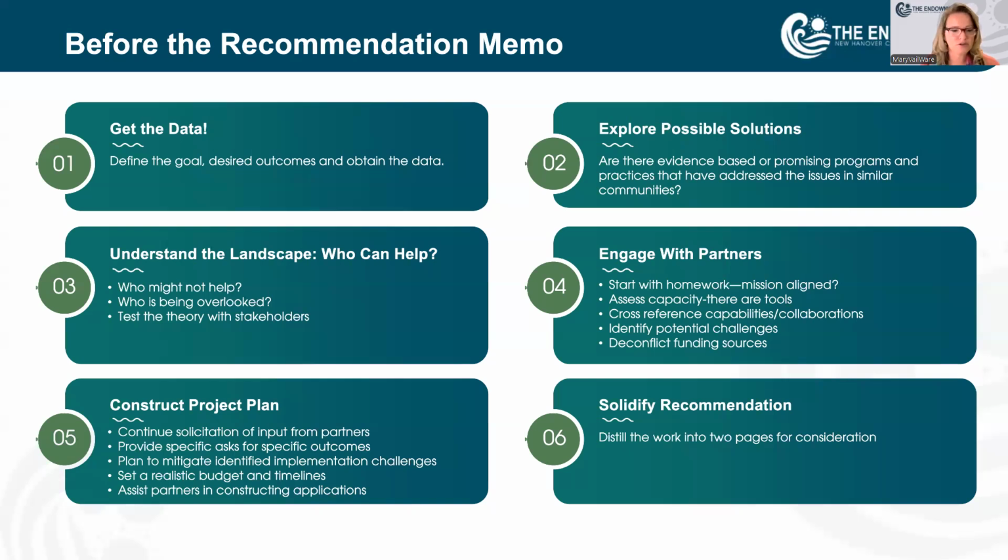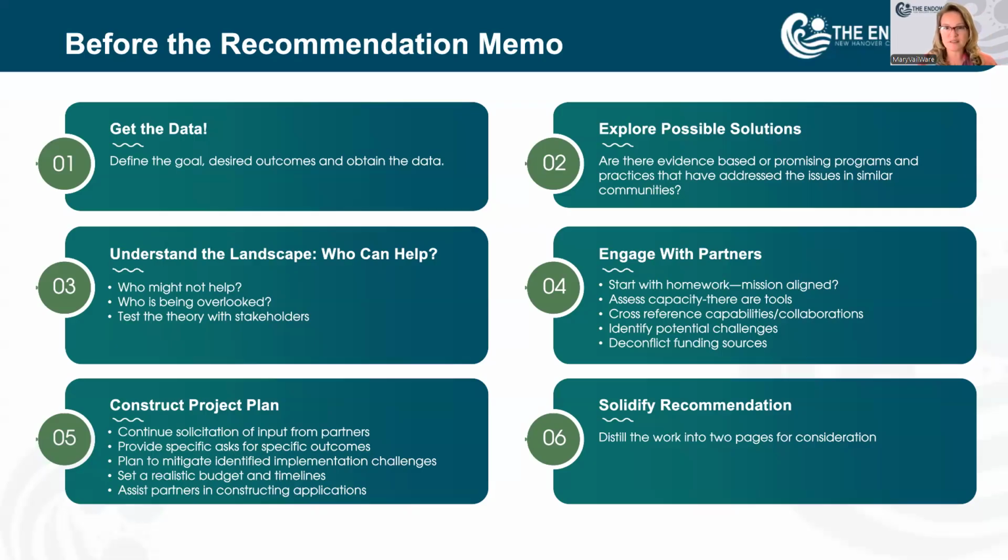solicitation of input from our partners, provide asks for specific outcomes, mitigate any implementation challenges, set a realistic budget and timeline because we want this grant to be successful so that we can help get to those bold strategic goals, and assist our partners in constructing applications. That does not mean that we have the ability to write grant applications for folks, but we can help folks frame things in the way that we just talked about so that we can achieve success in our grant process and also through the life cycle of the project.